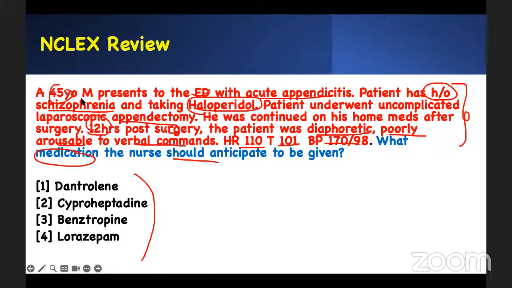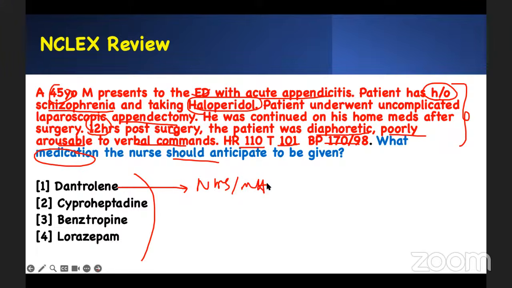This patient is 45 years old, already has schizophrenia, taking haloperidol, just had surgery, and all of a sudden is diaphoretic, poorly arousable to verbal command, tachycardic. If you can figure it out, look at it. Dantrolene, what is it used for? It's a calcium blocker. It prevents release of calcium. If it prevents release of calcium, why do we use it? We use it for NMS or malignant hyperthermia.